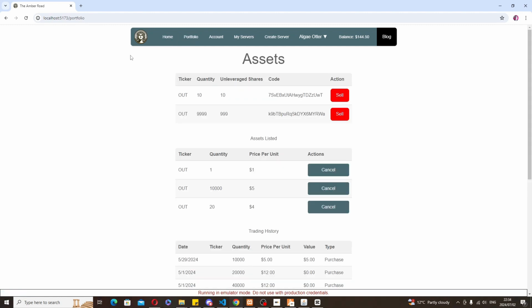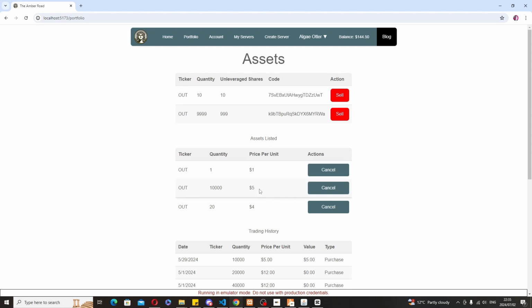Then over here we have the ticker, we have the quantity, the unleveraged share, and the code. This is very important because this is how we identify which share needs to go to which player, or which player is leveraging, so that people cannot steal each other's shares even though they have multiple accounts. So that's how we figure that one out.